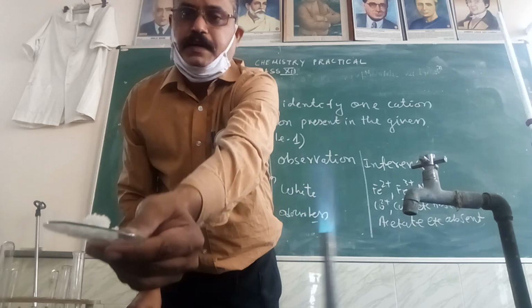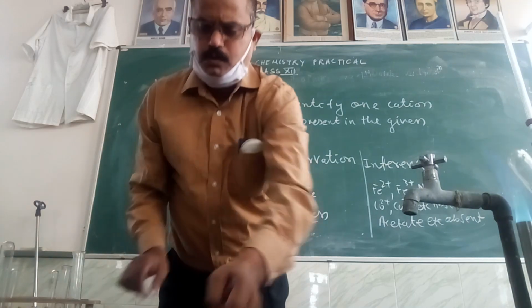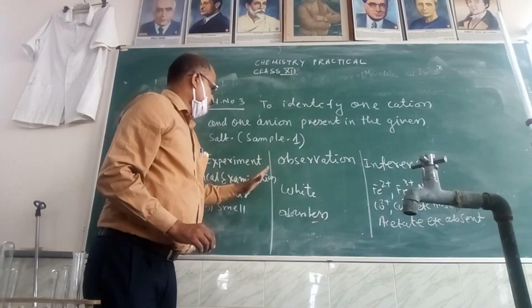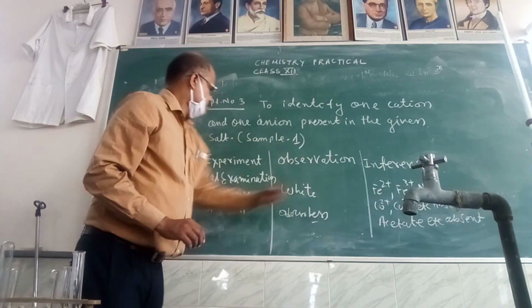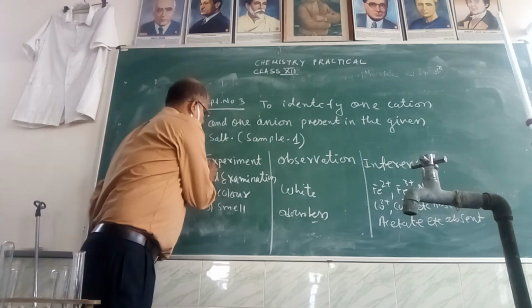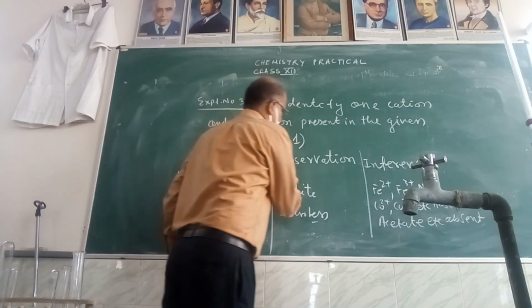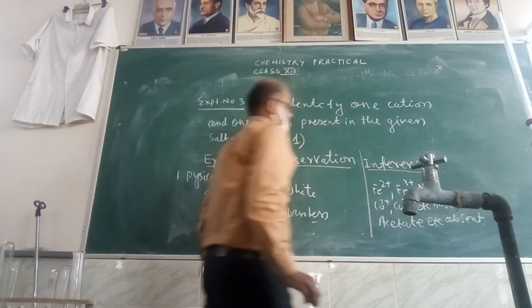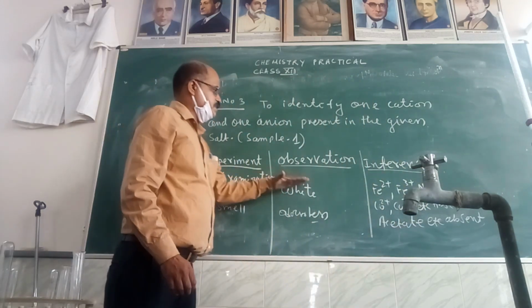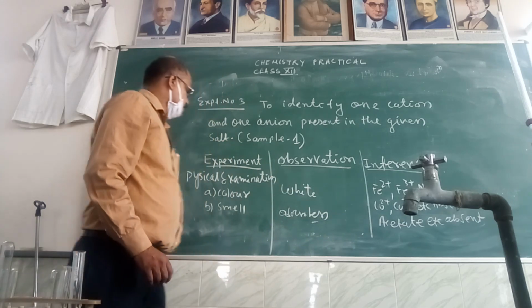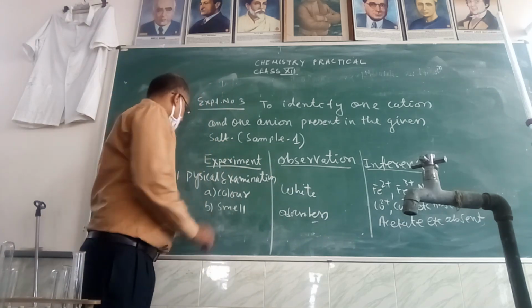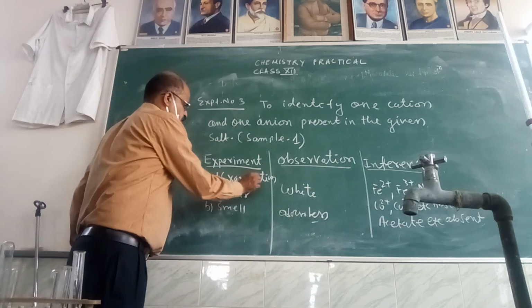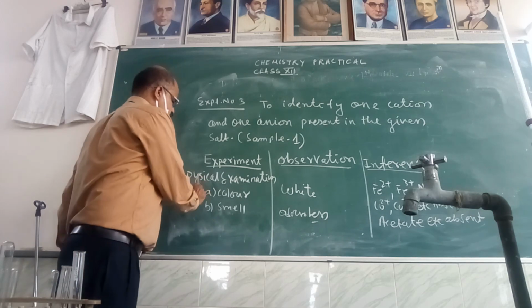Its color is white. So in your copy you will make 3 columns. In the first column you have to write experiment, in the second column observation, and in the third column you have to write inference. Experiment, observation, inference. In experiment, the first will be the physical examination of the salt.